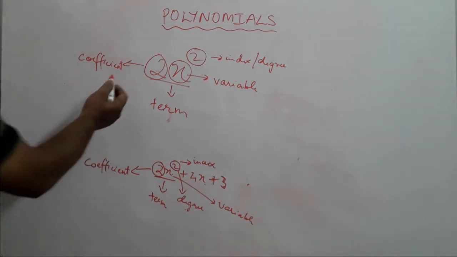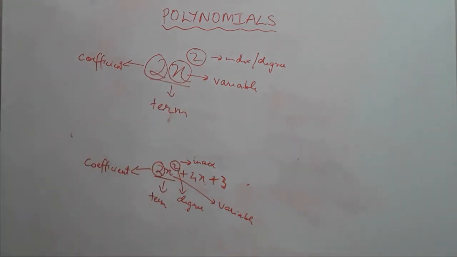So please note the different terms that are involved in a polynomial. We are learning about the introduction of polynomials, so these are the basics of polynomials. A polynomial in x is said to be in standard form when the terms are written either in increasing order or decreasing order of the indices of x in various terms.